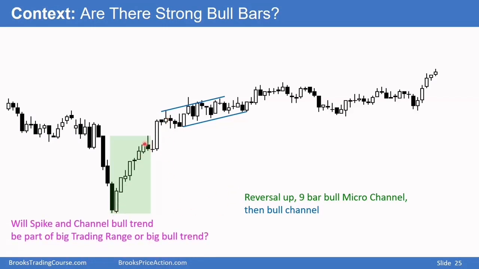On a higher time frame chart, this is a breakout, a spike. This is also a spike, pullback, and then channel. Is this spike and channel the start of a strong bull trend, or is it simply a big leg in a developing trading range?